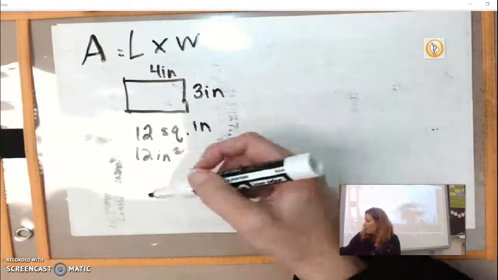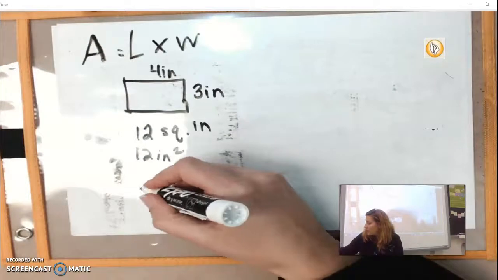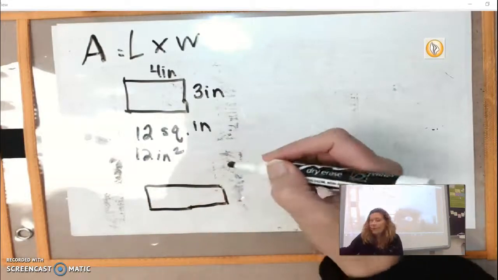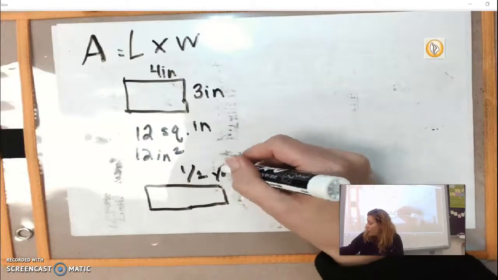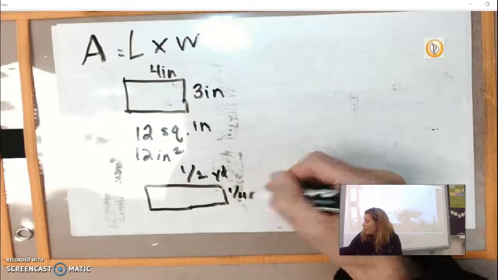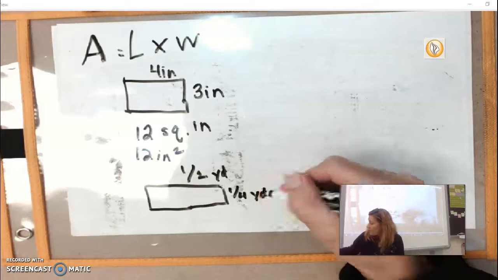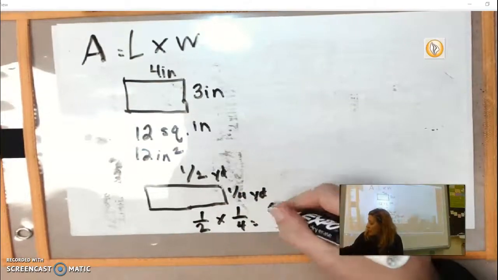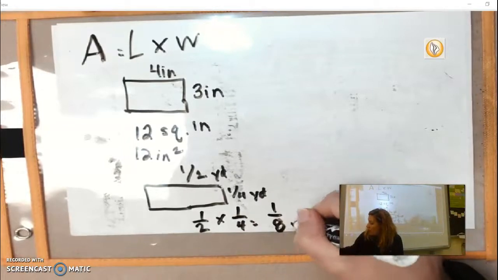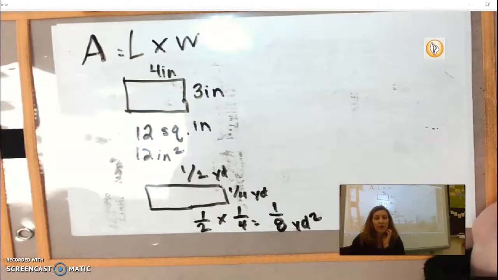Okay. All right, same thing if I were to use area now with fractions. I would have maybe 1/2 of a yard, and over here is 1/4 of a yard. And if we wanted to find the area of this, we would do 1/2 times 1/4, which would end up being 1/8 of a yard, square yard.